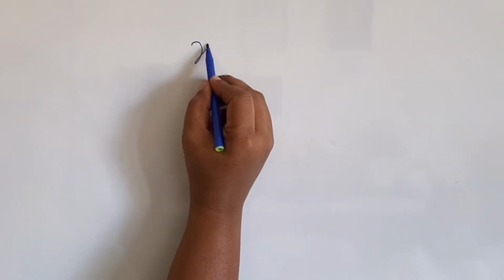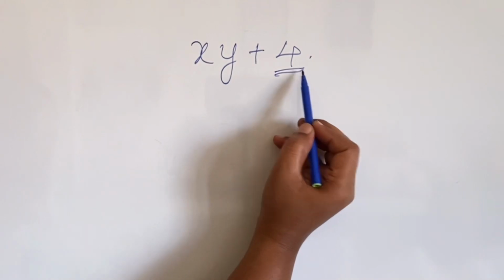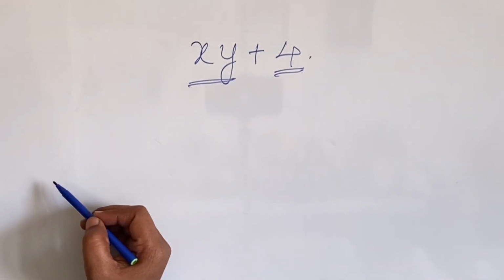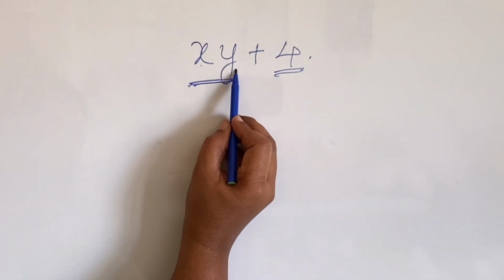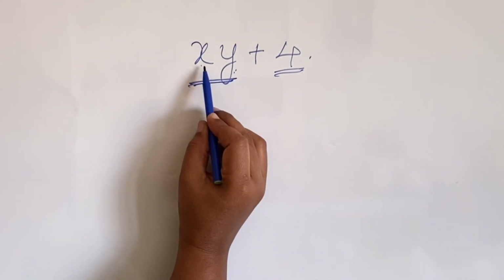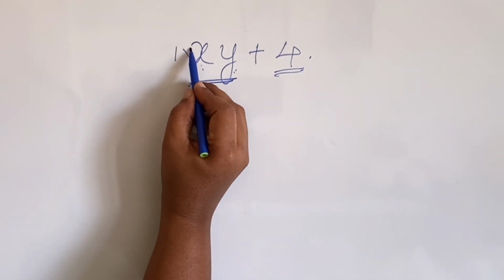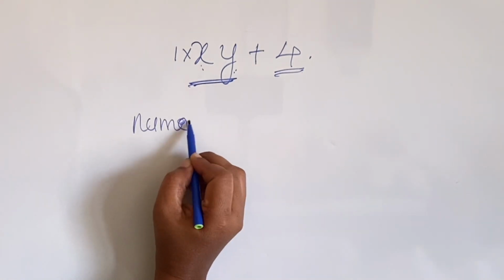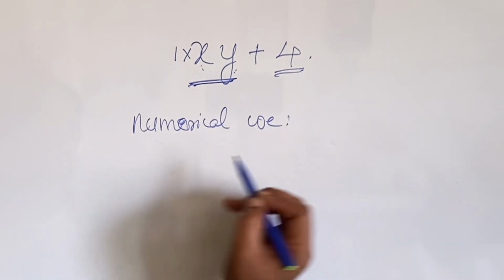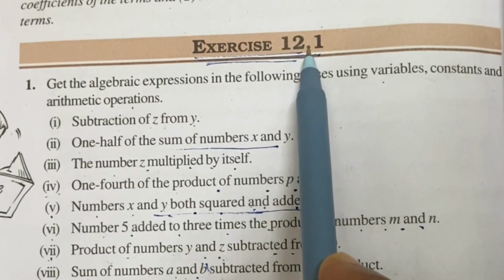Let's take another algebraic expression, xy plus 4. This expression contains two terms, xy and 4. For the first term we can say that x is the coefficient of y and y is the coefficient of x. And obviously the term xy is 1 into xy, so we can say the numerical coefficient of the term xy is 1. We'll understand more if we solve the exercise problems.